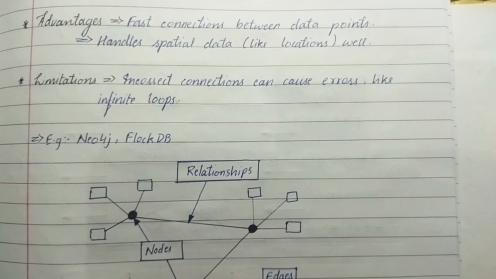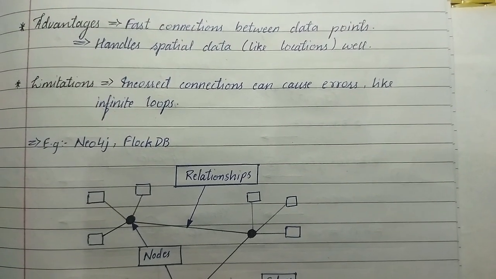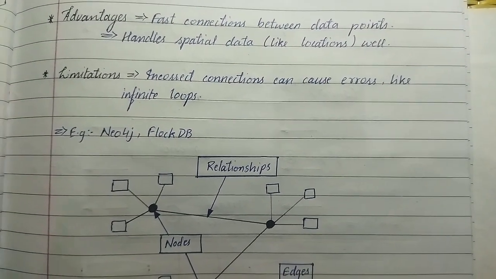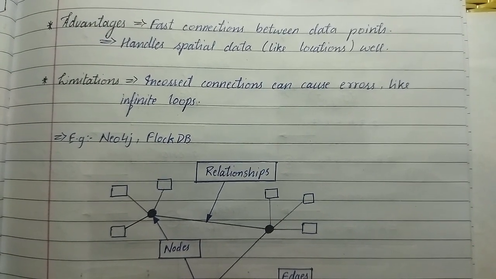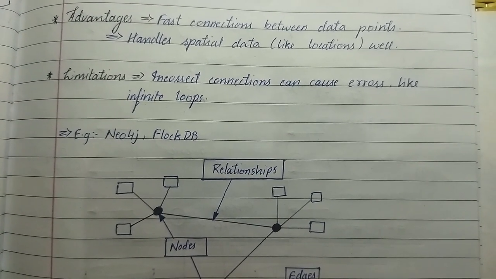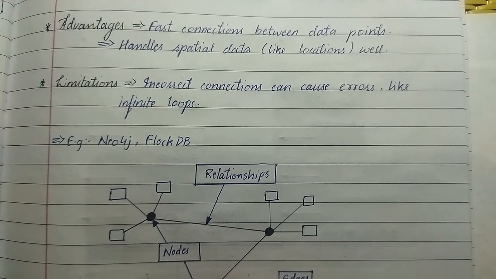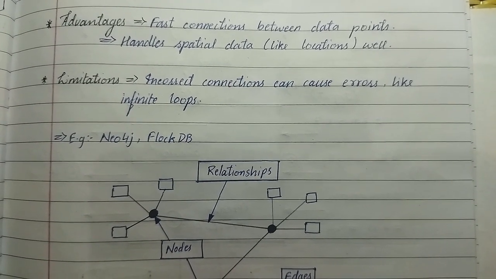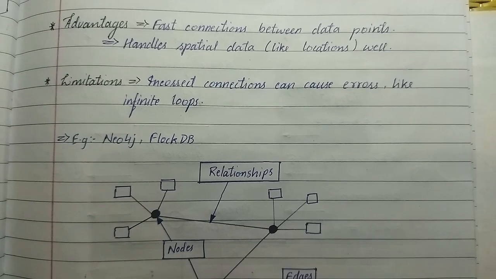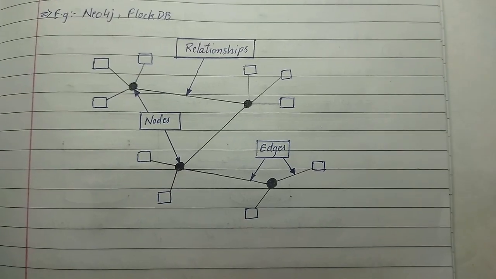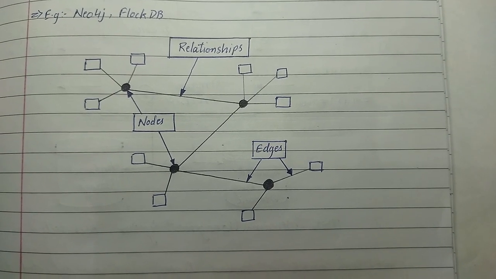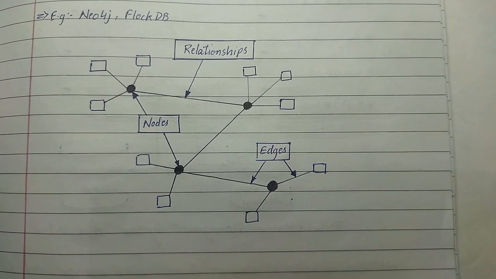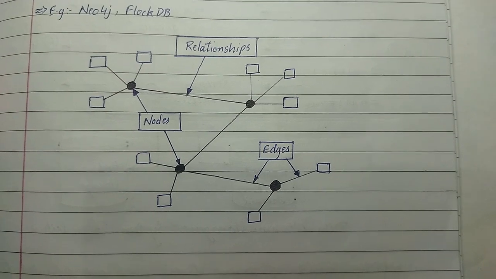And the advantages for graph databases are fast connections between data points, and handle spatial data like locations well. And the limitations include incorrect connections can cause errors like infinite loops. And the examples include Neo4j and FlockDB. So this is how a graph database can be represented.